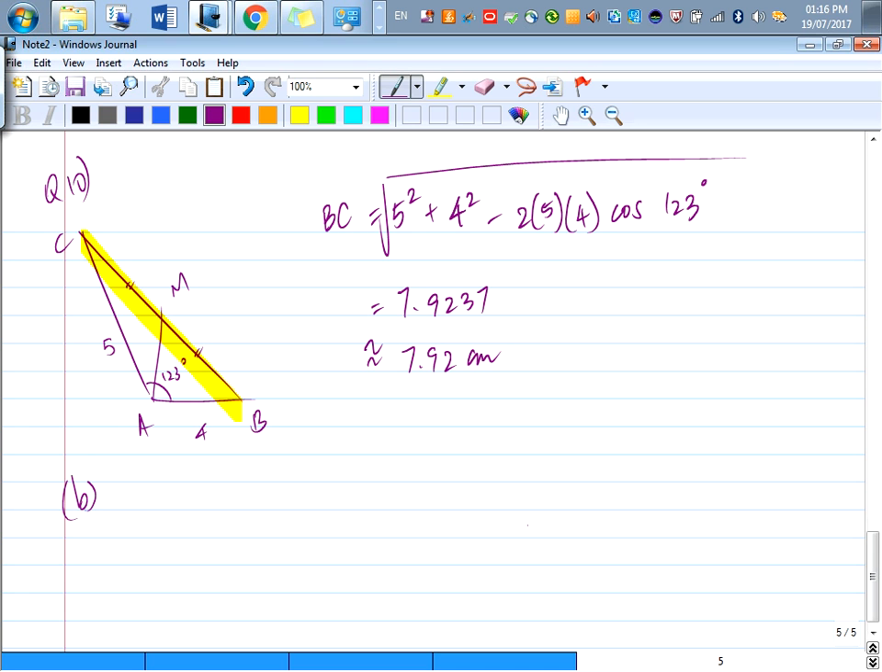Now I want to find angle ABC. Okay, part B, I want to find angle ABC. Draw your angle ABC over here. Okay, how to find this angle? You want to use sine rule or cosine rule? What do you use? Sine rule. Okay, what is the first thing that you wrote? She wants to use sine rule, huh?